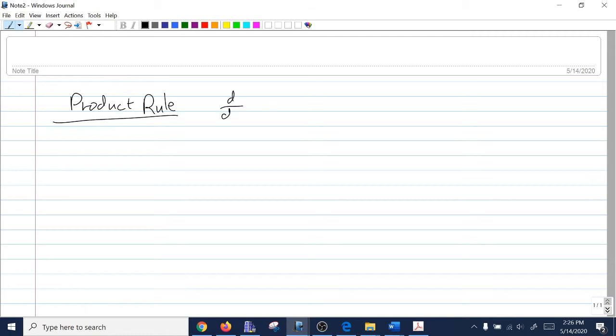Product rule says that if you have two functions multiplied by each other, then the derivative of that product is derivative of the one times leave the other one alone, plus leave the first one alone, times derivative of the second one.